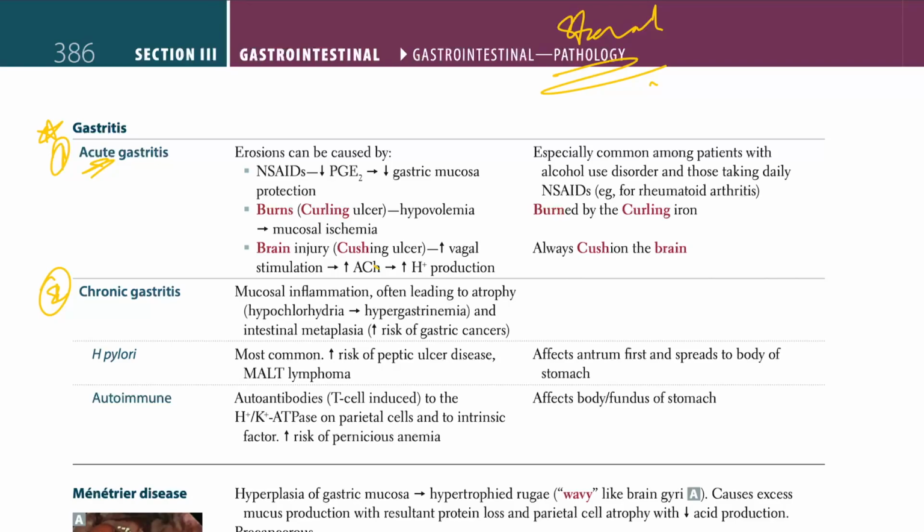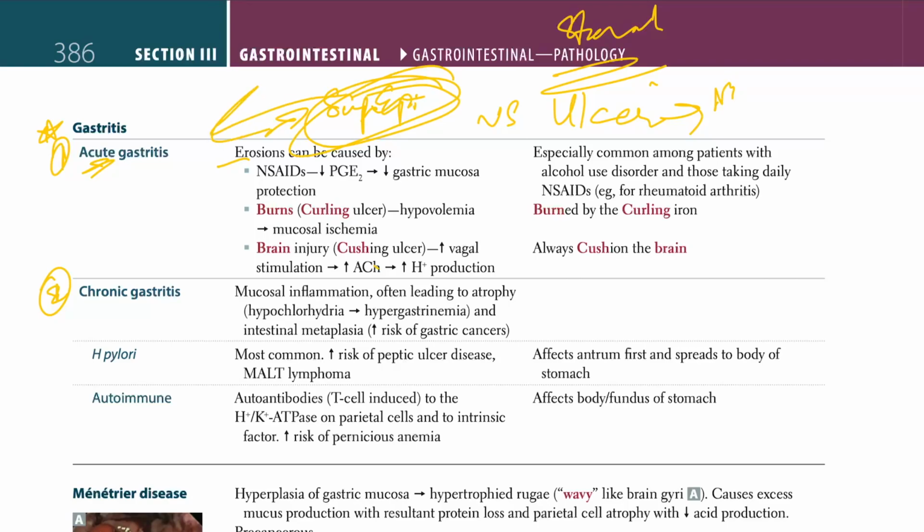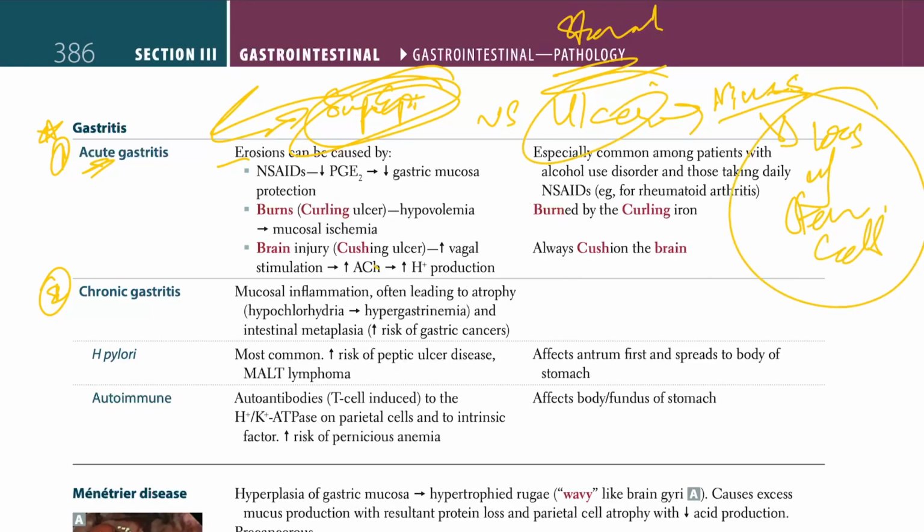So what are the acute things that can lead to gastritis? Erosions can be caused by several things. So what is an erosion? Erosion is basically when you lose the superficial epithelium. What's the difference between erosion versus ulcer? Ulcer is when you lose your mucosal layers. Erosion is just superficial and can heal up. But if you have an ulcer, you are losing the mucosal layer of the epithelium, leading to loss of stem cells.